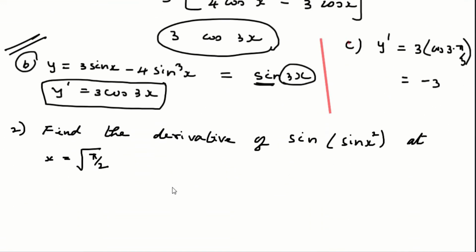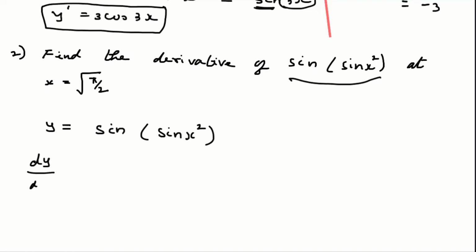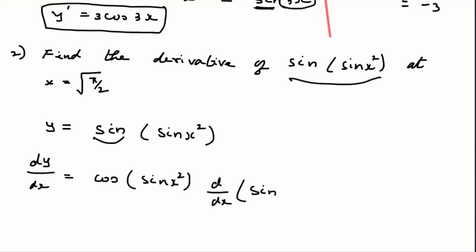Now we'll move on to the second sum. Find the derivative of sine of sine x square. So let me consider the given question as y. y is equal to sine of sine x square. Now I want dy by dx, the derivative. So dy by dx is equal to the differential of sine, which is cos. Then I should differentiate the term sine x square.